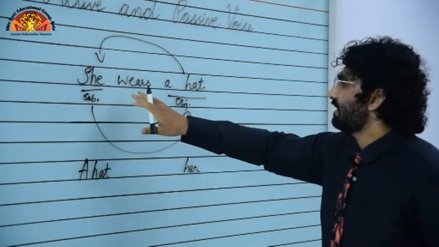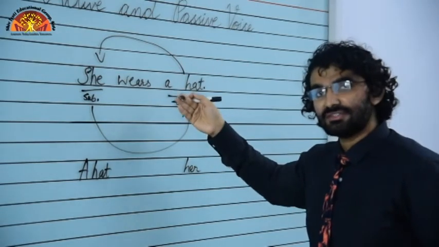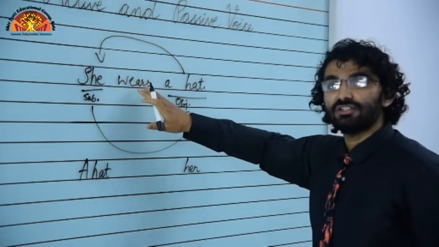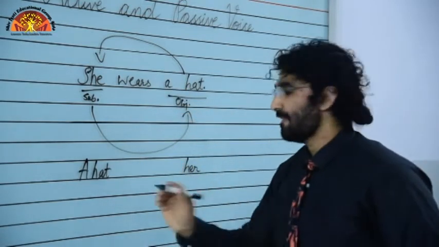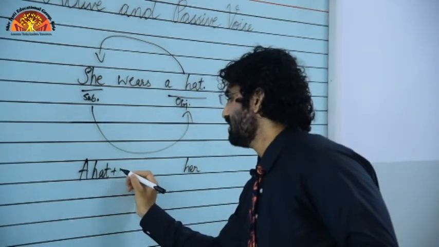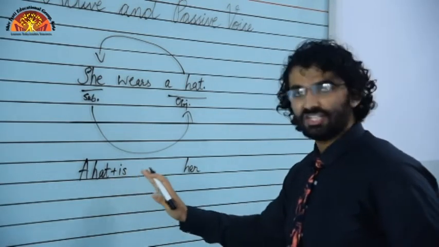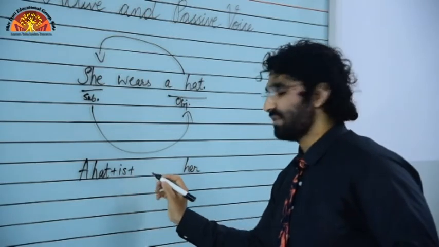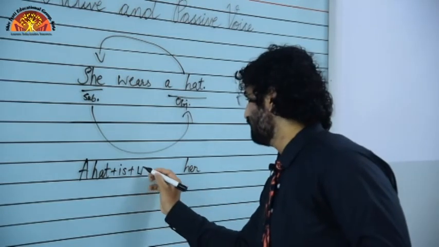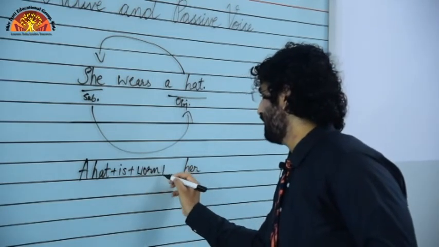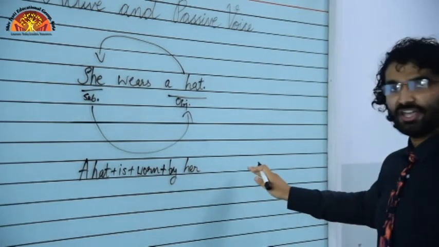Alright? I'll tell you about this part. What happens here? We should never ever change the tense of it. See, this is simple present tense. She wears. So we are going to bring in a helping verb here. She is. A hat is. Then past participle. Past participle is the third form of the verb. A hat is worn. Plus by. A hat is worn by her.